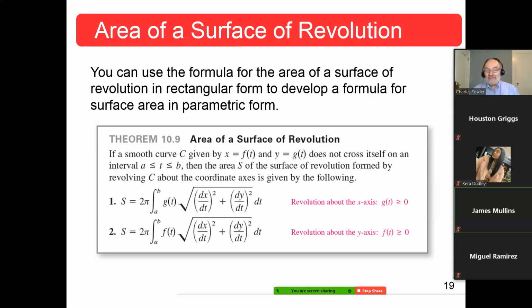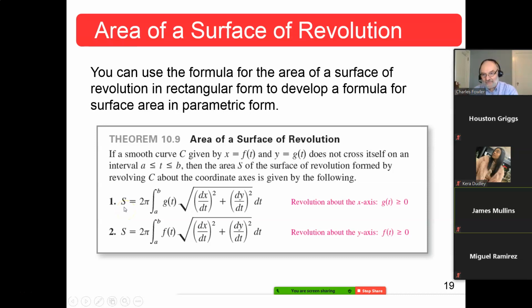Now, if you're doing the x-axis, then your radius is going to be your g of t, your y. If you're doing around the y-axis, your radius is going to be the x, which is f of t. So 2 pi times the radius times your arc length. That gives you your area of surface of revolution.